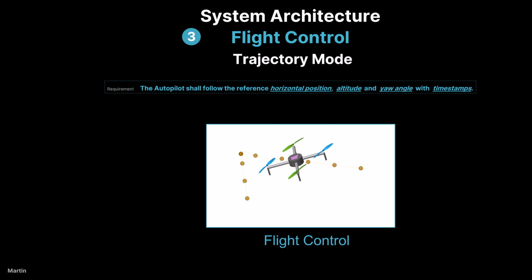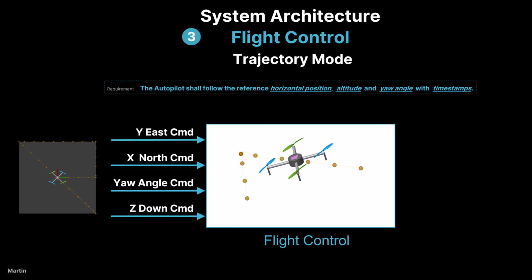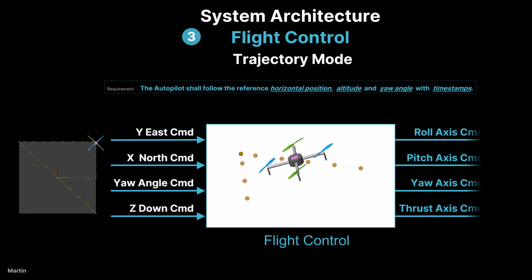Okay, let's transition to trajectory mode. In trajectory mode, the flight control subsystem is responsible for precisely following the reference trajectory, which includes the horizontal position, altitude, and yaw angle, all defined with corresponding timestamps. Inputs consist of the desired yaw angle and the desired position in x, y, and z-axis NED coordinates. Outputs are same as stabilized mode.